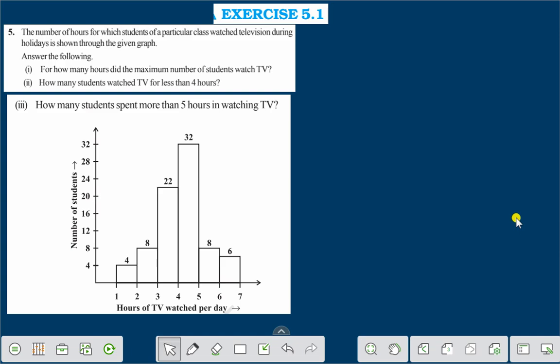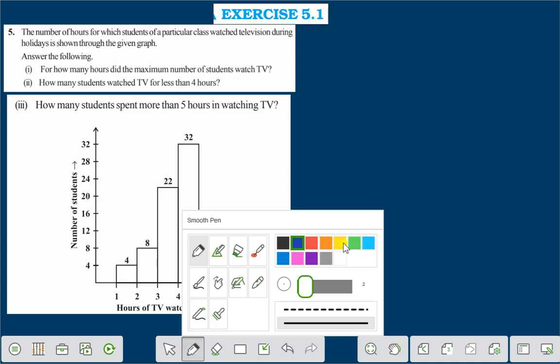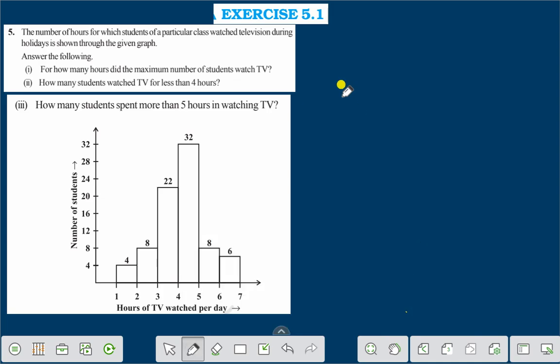The number of hours for which students of a particular class watched television during holidays is shown through the given graph. Answer the following. For how many hours did the maximum number of students watch TV? How many students watched TV for less than 4 hours? And how many students spend more than 5 hours in watching TV? First of all, let us study the graph and we are writing the answers here.